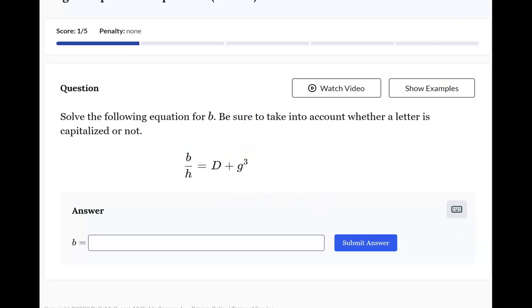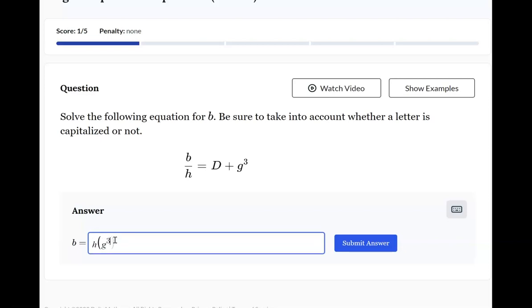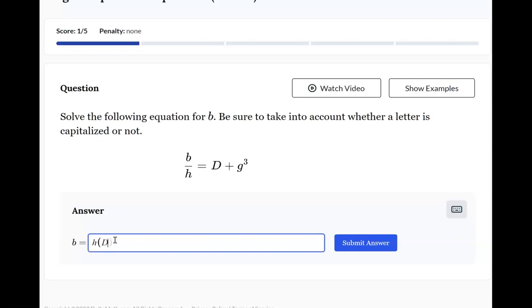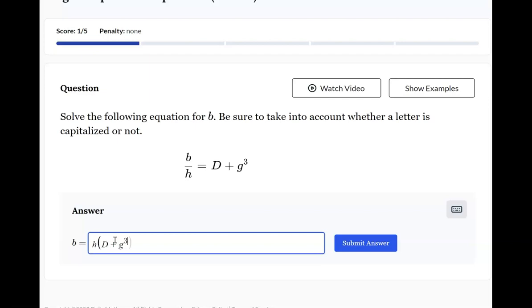I like to write less characters, so I'm going to type in my answer box h, parentheses, capital D plus g to the 3rd power. You can use Shift 6 to write an exponent, or you can use the Delta Math keypad.